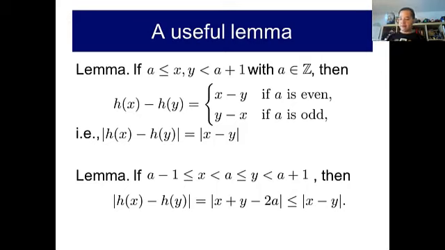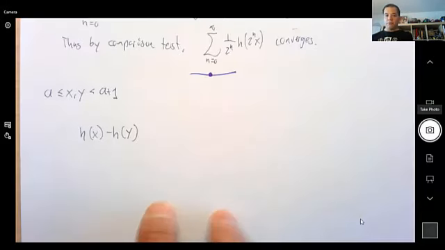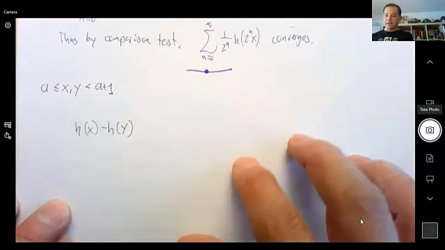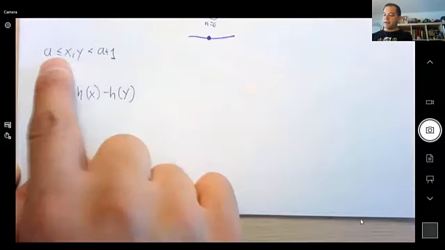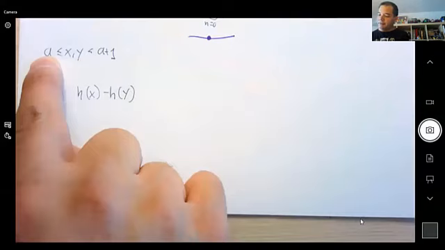So let's do the first part first. Imagine that x and y are numbers between a and a plus 1, and I want to know what h of x minus h of y is. All right, that's what we want to do. Let's go back to the page. So this is what we have. x and y are between one integer and another.